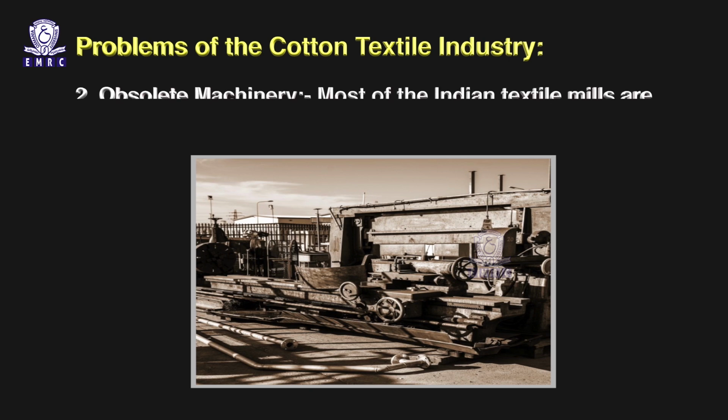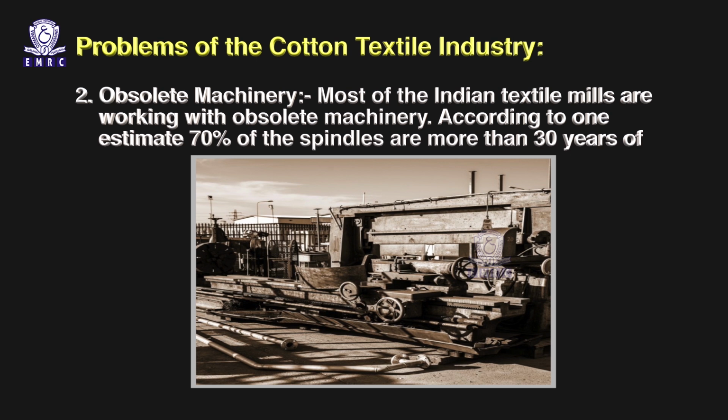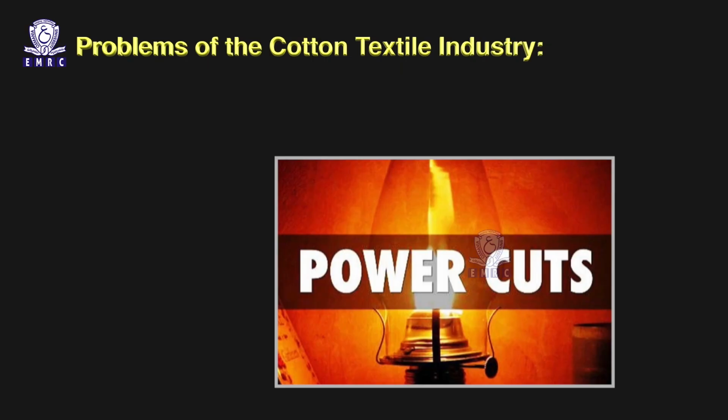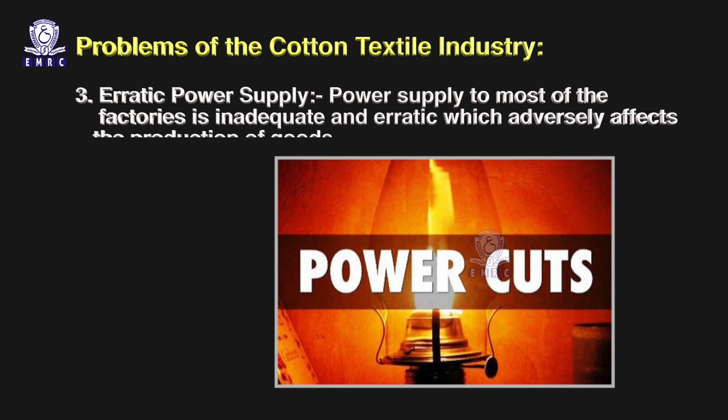Next problem is the obsolete machinery. Most of the Indian textile mills are working with obsolete machinery. According to one estimate, 70% of the spindles are more than 30 years of age. The outdated machinery cannot compete with the machinery of countries like China, Japan, South Korea, Taiwan and the United States, which have the latest sophisticated machinery in their textile mills. Next, we have erratic power supply. Power supply to most of the factories is inadequate and erratic, which adversely affects the production of the goods.